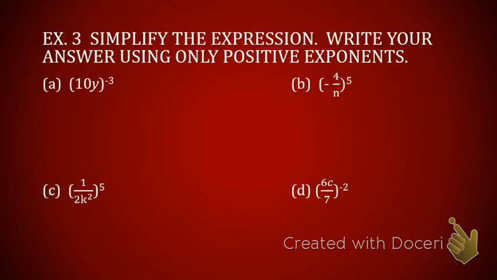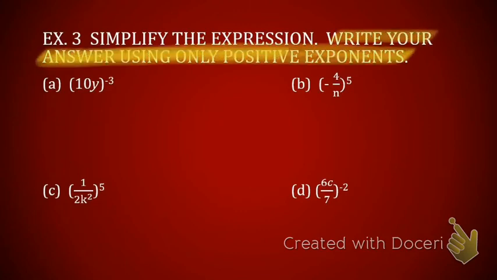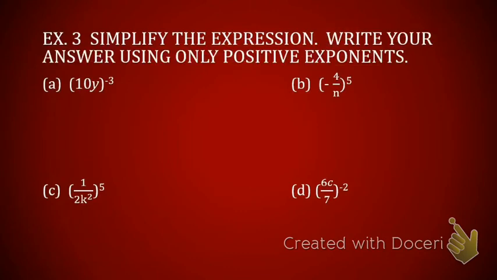Example 3, again, says simplify the expression. We're using simplify because there are numbers and variables in the problem. Again, it says write your answer using only positive exponents, so make sure you're paying attention to that as well. All right. Which rule are we going to apply in letter A? The power of a product or the power of a quotient?